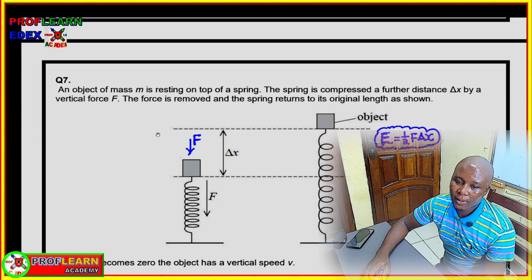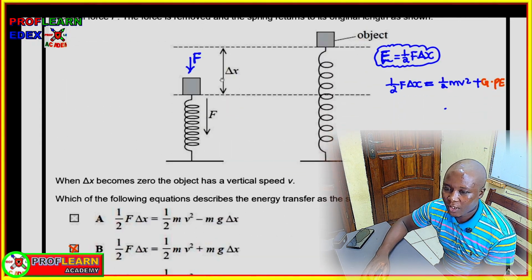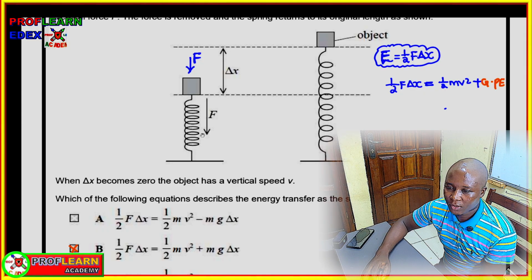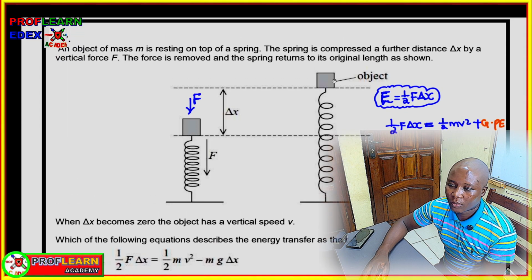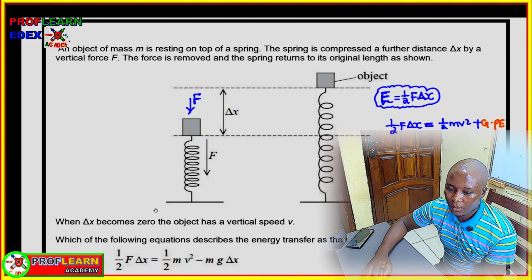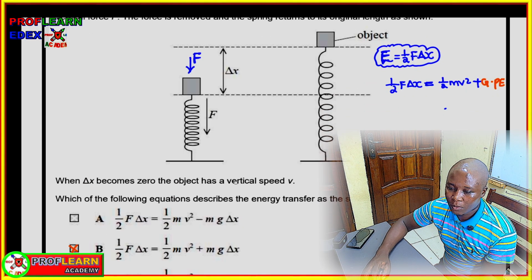We have question number 7. We have a spring that is compressed by a force F, and when that force F is removed, the spring is going to rise. We are told that when the change in extension becomes 0, the object's vertical speed becomes v. Which of the following equations describes the energy transfers?